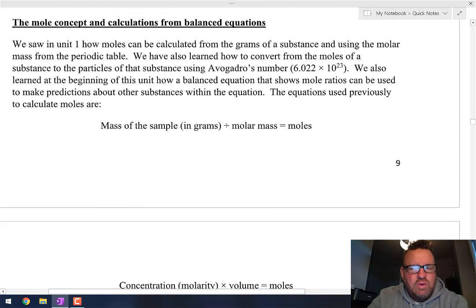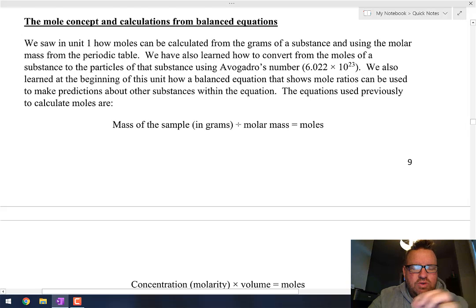We're going to use that to help us do some math involving the balanced equation and the mole concept that we've learned. Remember, a mole is equal to just that number, 6.022 times 10 to the 23rd. Now, we've learned 3 different ways to calculate moles.